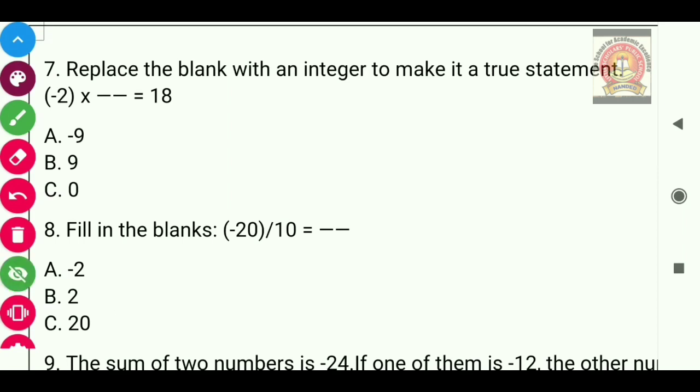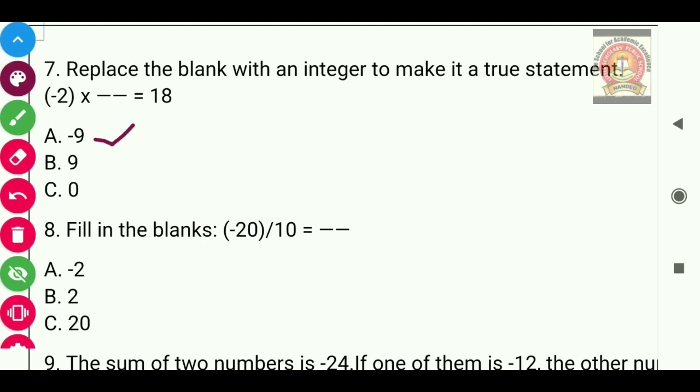Moving to the next question, question number 7. Replace the blank with an integer to make it a true statement. I want to multiply minus of 2 with some integer so that the result is a positive 18. A positive result will come only when you multiply both negative integers. So here minus 2 I am going to multiply with minus of 9. Minus 2 into minus 9 will give plus 18. Both positive integers will give a positive product. Both negative integers multiplication also gives a positive result.